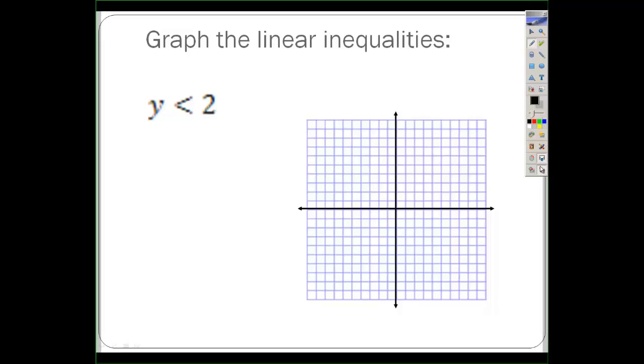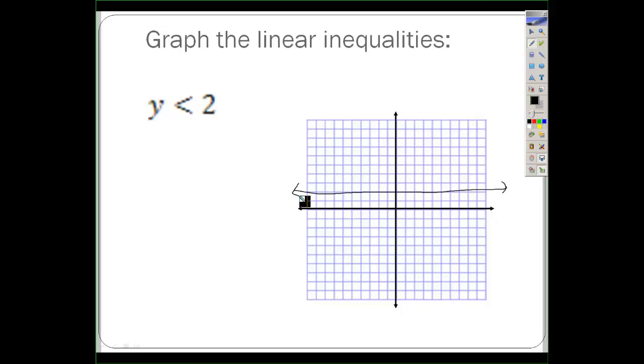Now let's get into some simpler graphs here. I just want to remind you that the equation y equals 2 would be a horizontal line. So these won't take long at all. We know that y is less than 2. That should be a horizontal line at 2. I'm going to go ahead and put that one on there.